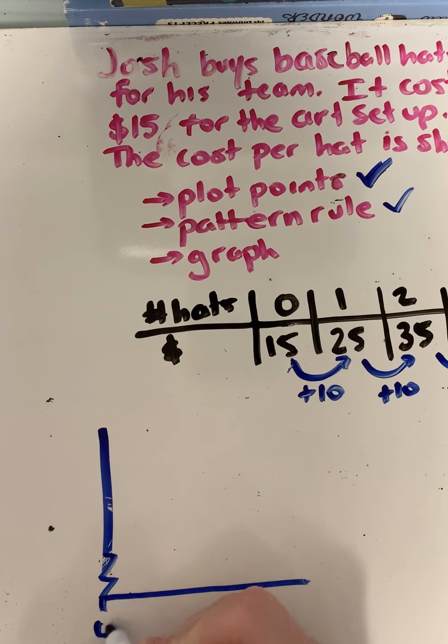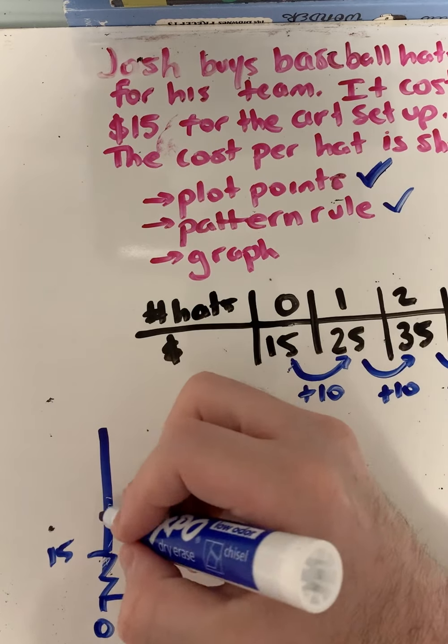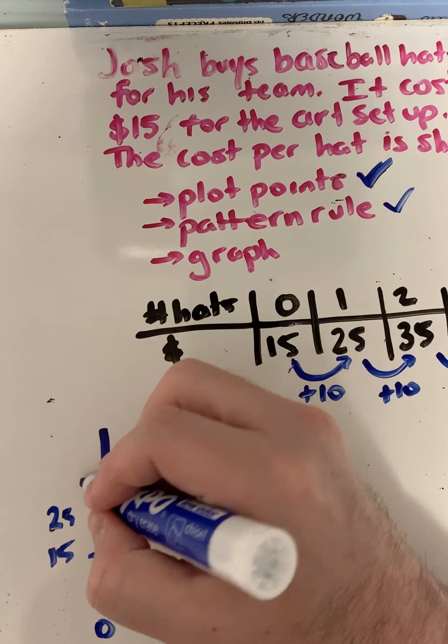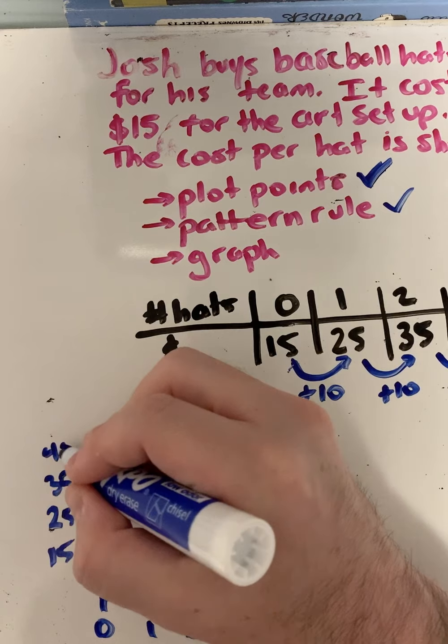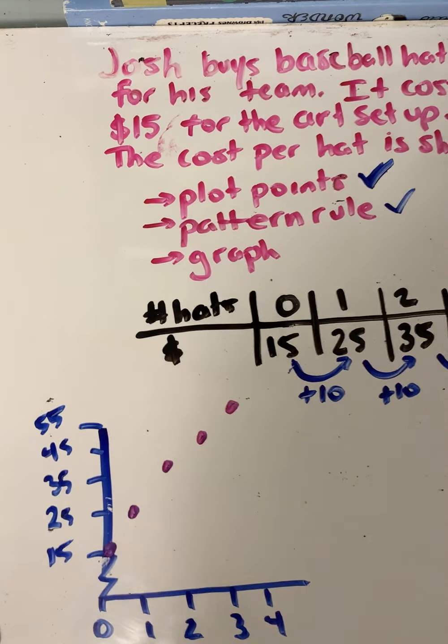So we're going to have 0, 1, 2, 3, 4. And we're going to start at 15 here. 15, and we're going to go up by 10: 25, 35, 45, 55, and then we're going to use our plot points. So we're going to say 0, 15, so this is going to be right on that dot. 1, 25, 2, 35, 3, 45, 4, 55. So we've got our chart, and we could continue this chart and be able to see what the 5th, 6th, 7th one would have been.